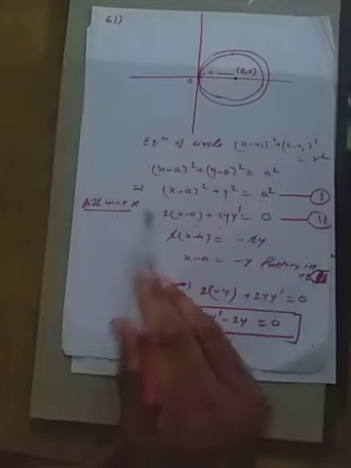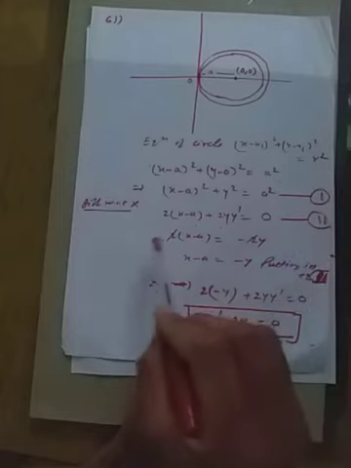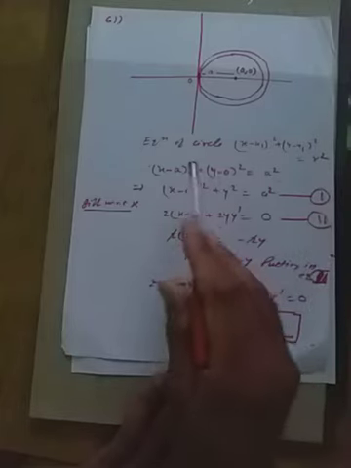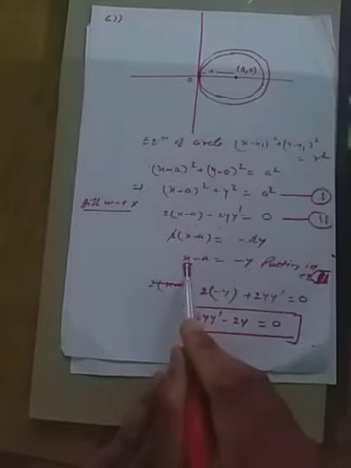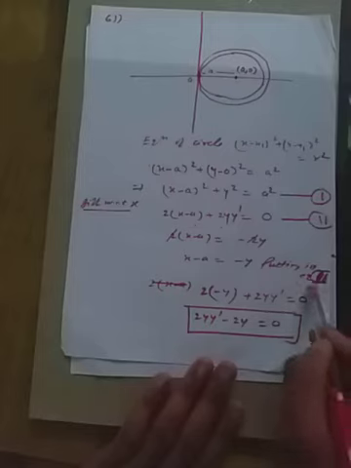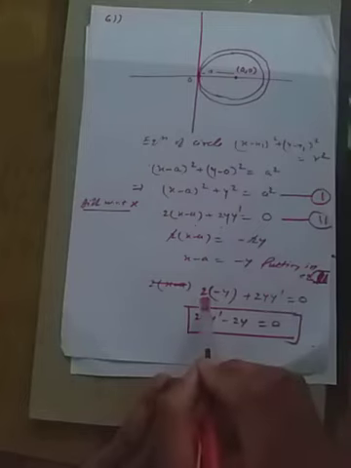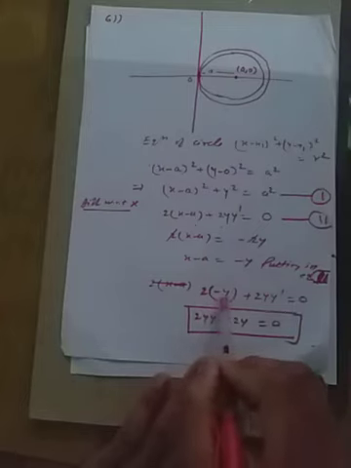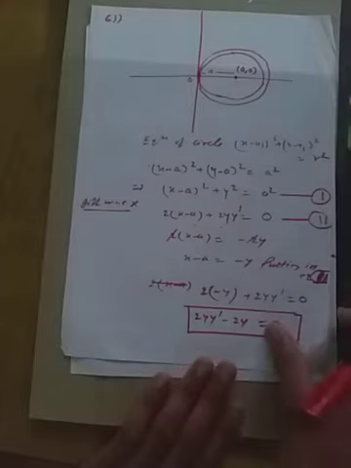Differentiating with respect to x, you will get this equation, right? Since there is only one arbitrary constant here, you can differentiate only once. Now x minus a equal to minus y, putting this in equation first, you will get twice, putting in equation second, you will get twice of minus y plus twice y dash equal to 0, that is twice y dash minus 2y equal to 0, which is the required differential equation.